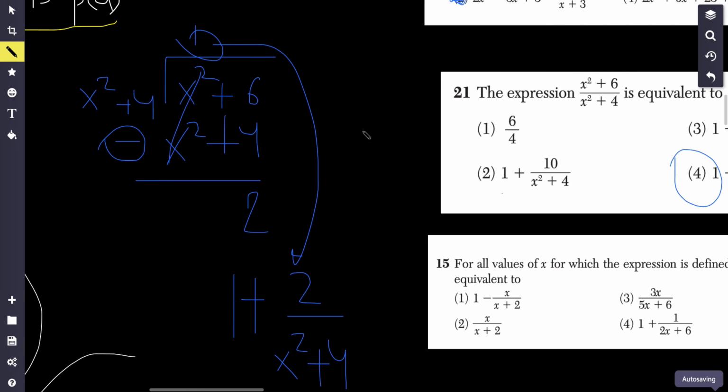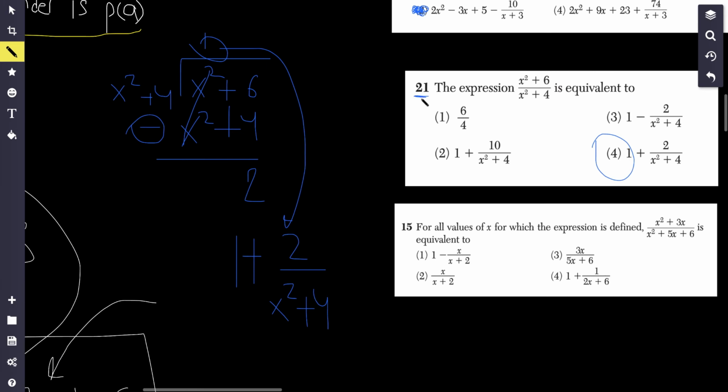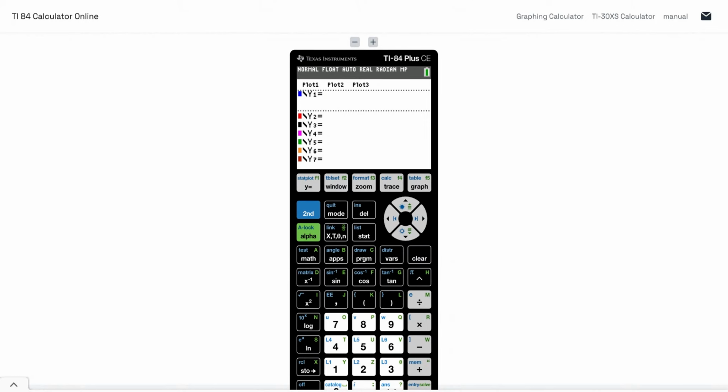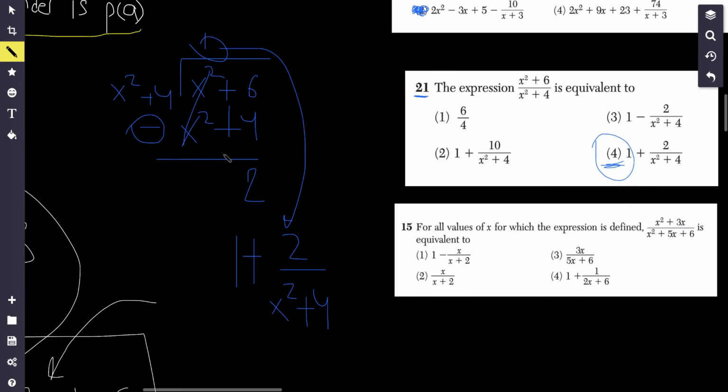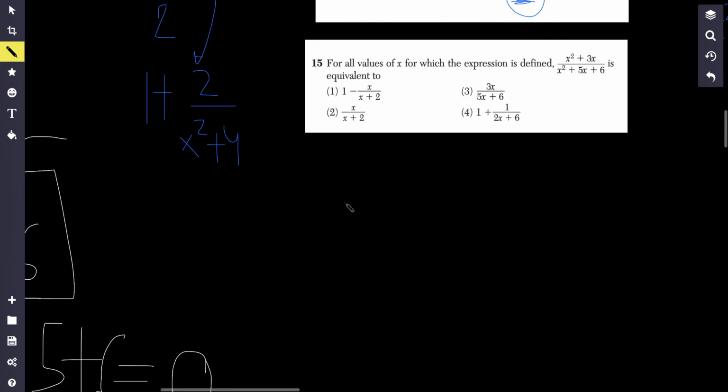Now we can also check our work. If you're unsure if number 4 is the correct answer, you can always use your TI-84 calculator. The way to check your work is, all right, I'm going to pull up y equals. Now here's my logic. Imagine if you have 10 divided by 2. That's equal to 5, right? So if 10 divided by 2 is 5, then that means 5 times 2 gives me 10.